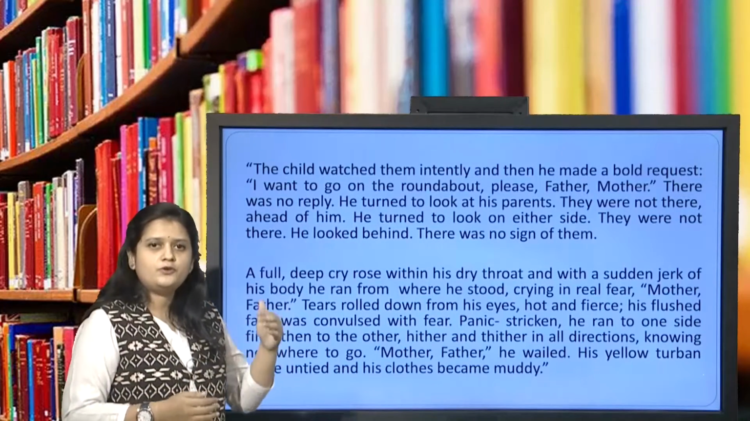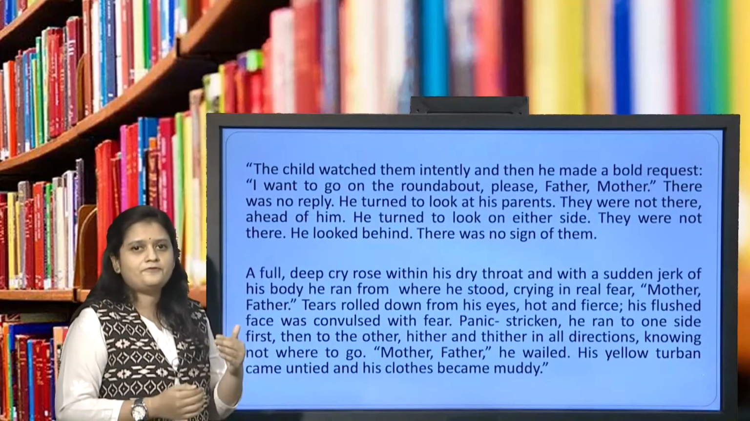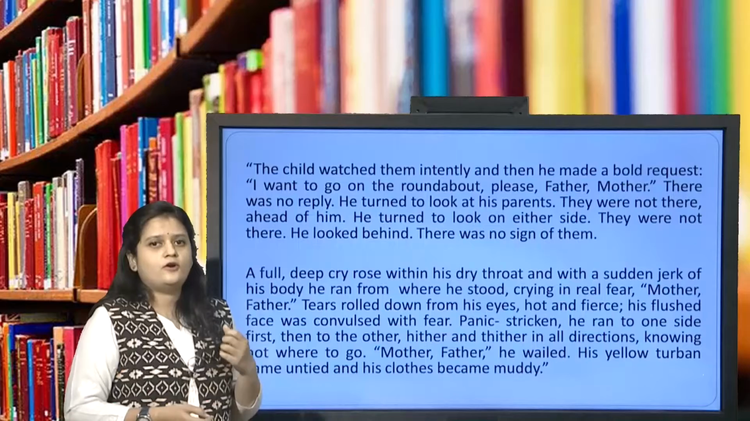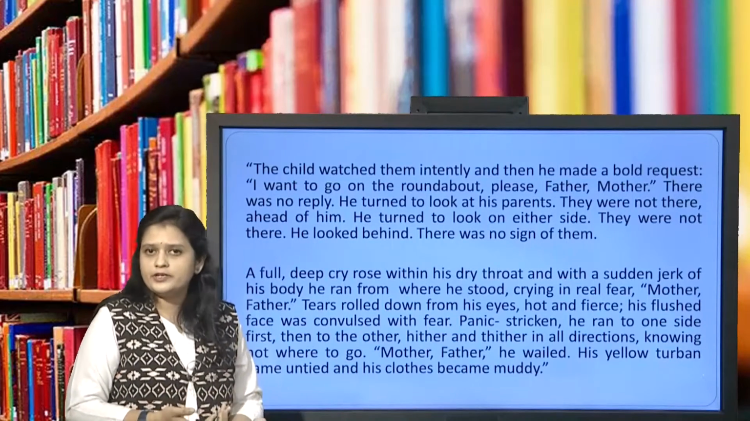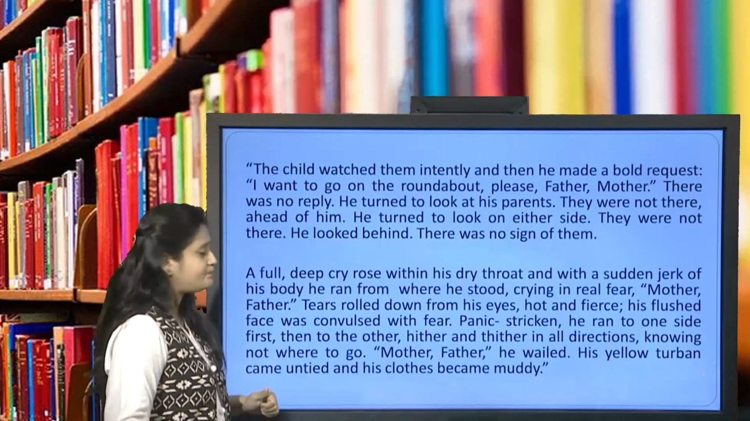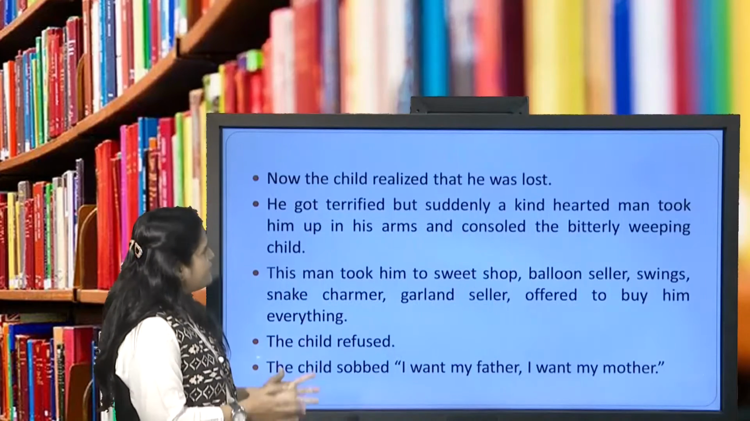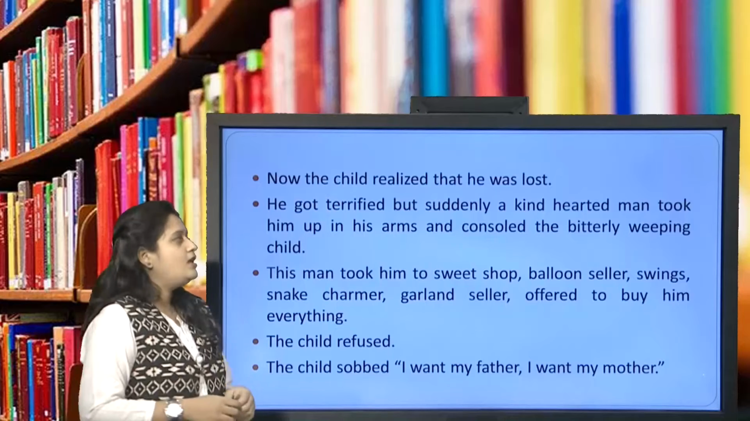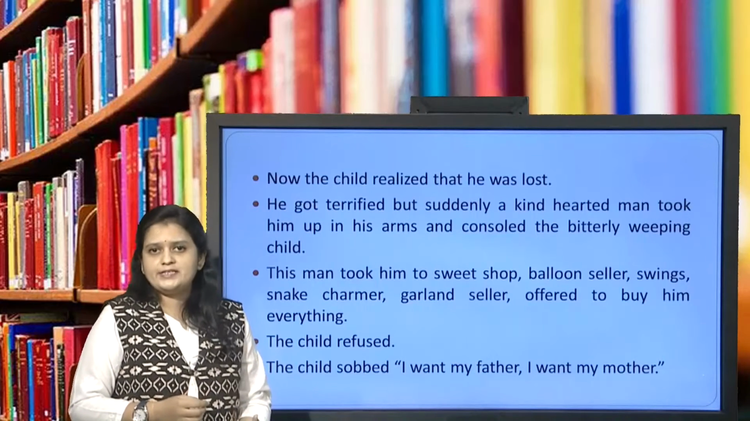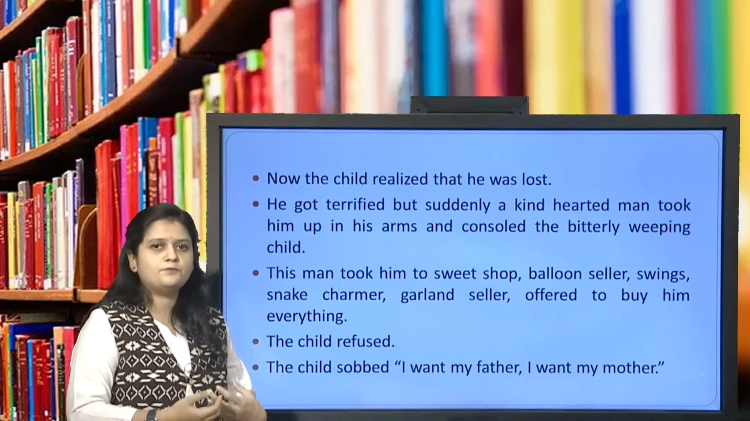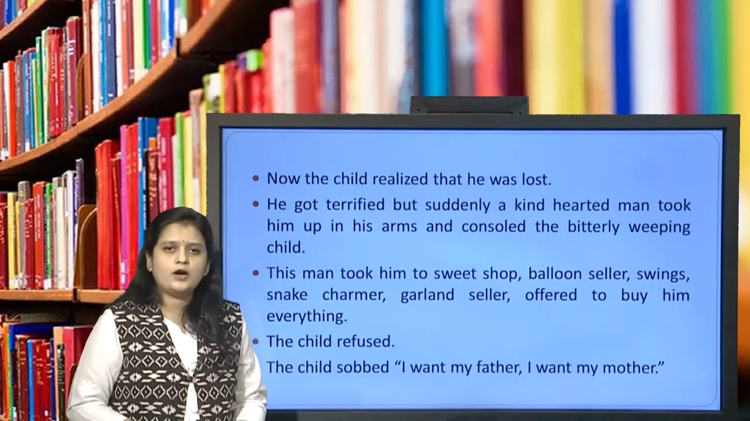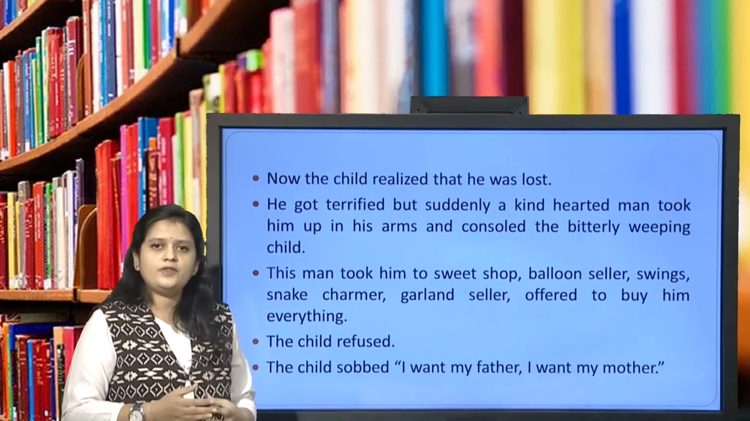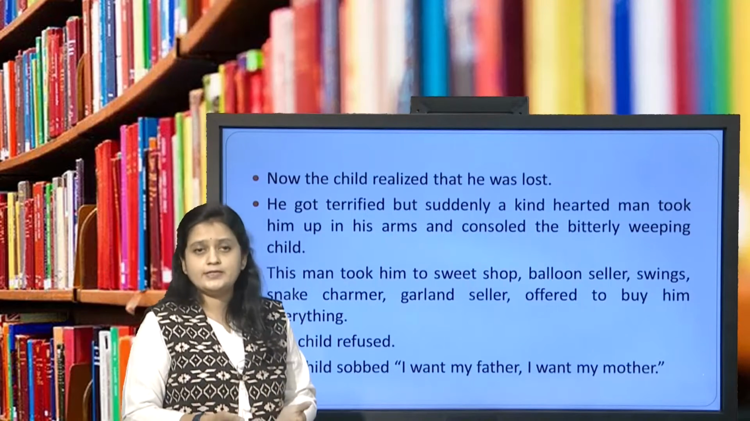So look at the sequence of words, of sentences, of adjectives that the author, Mulk Raj Anand, is using over here to describe a child's agony. Now the child realized that he was completely lost in the fair. He was unable to find his parents. His first emotions were crying and shouting out for his parents, and he felt that there was nothing he could do to find them.